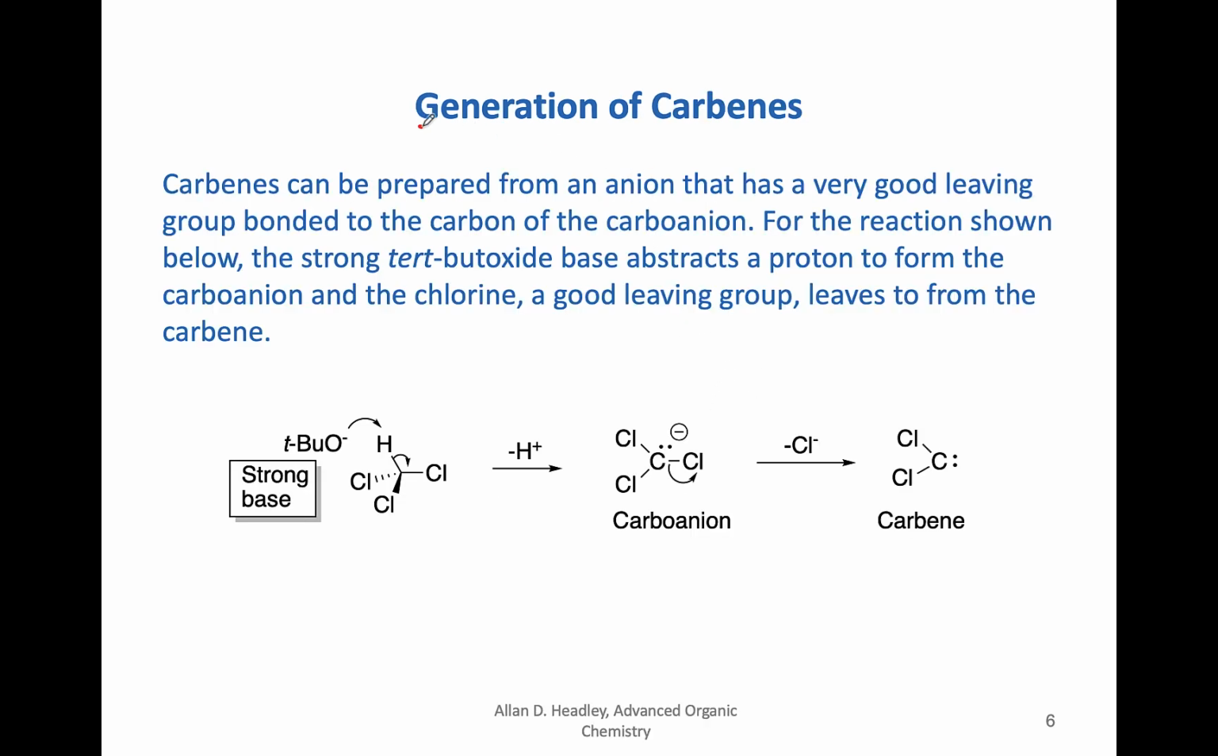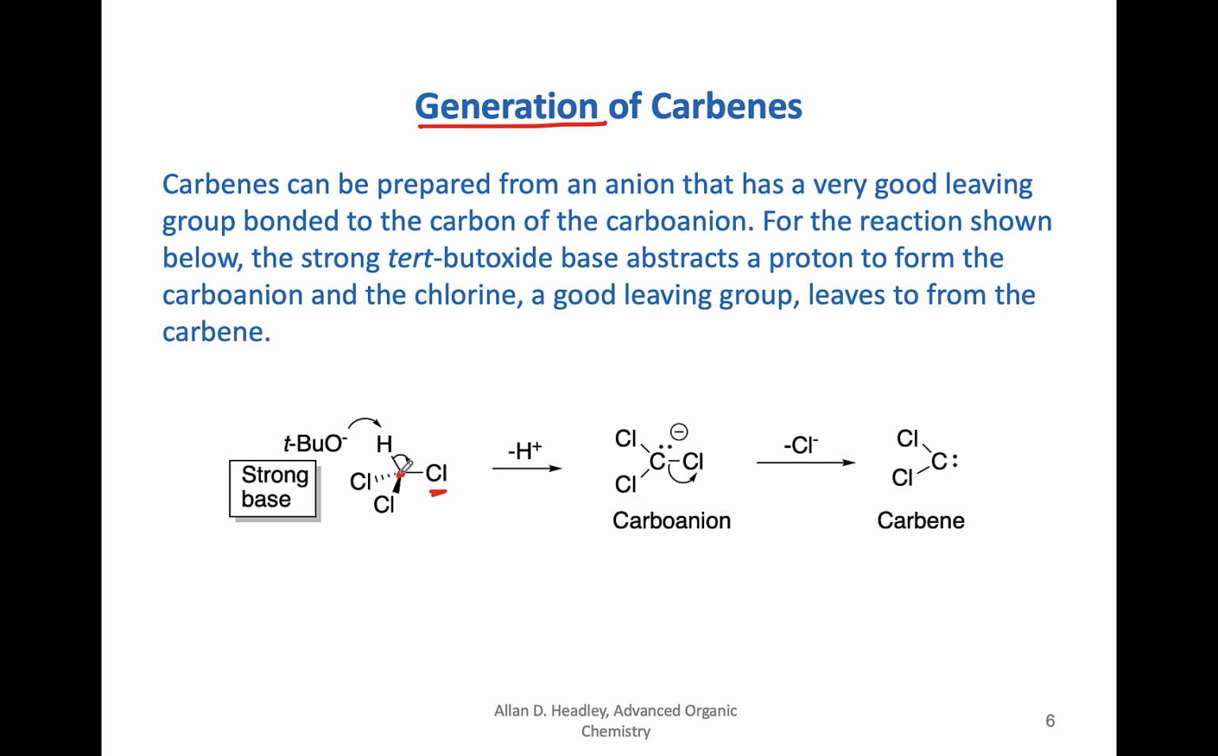Generation of carbenes. Now let's see how carbenes are formed. Here's one way. There are many ways. We'll look at quite a few, but here's one. If you have here a carbon that has a leaving group, notice here chlorine is a good leaving group because after it has left, it has an unshared pair of electrons, and of course chlorine being electronegative, it can stabilize that unshared pair of electrons.